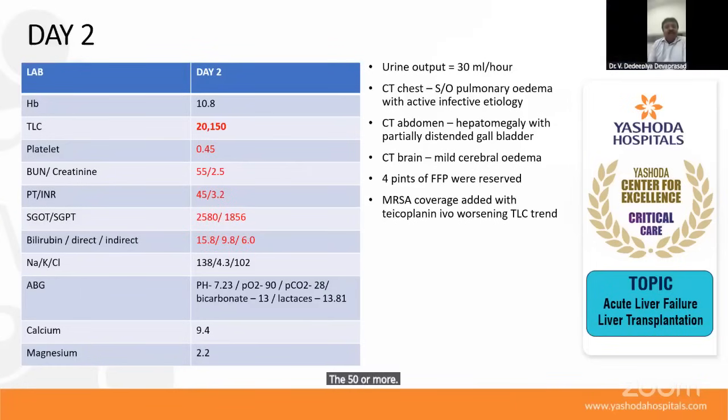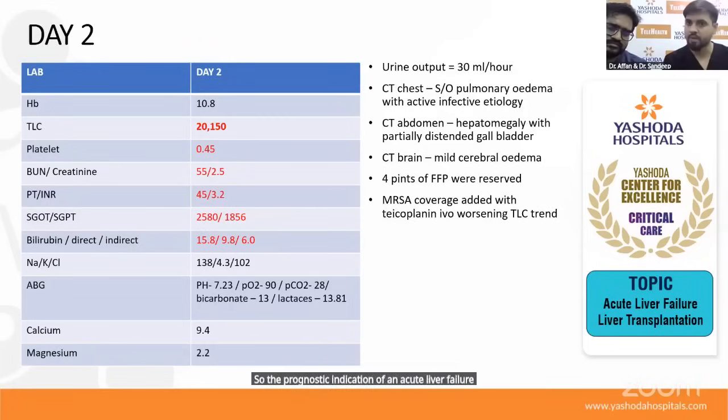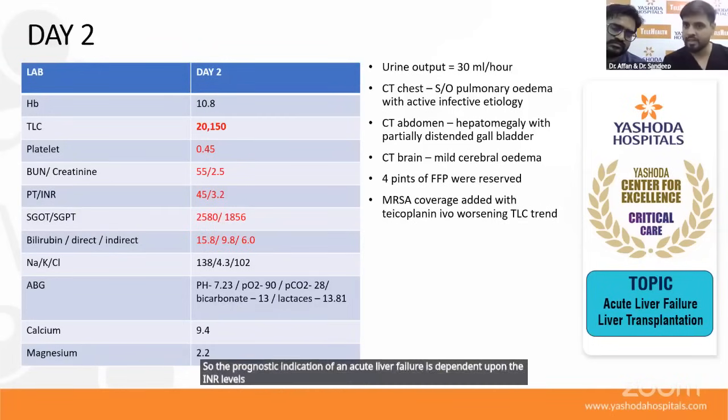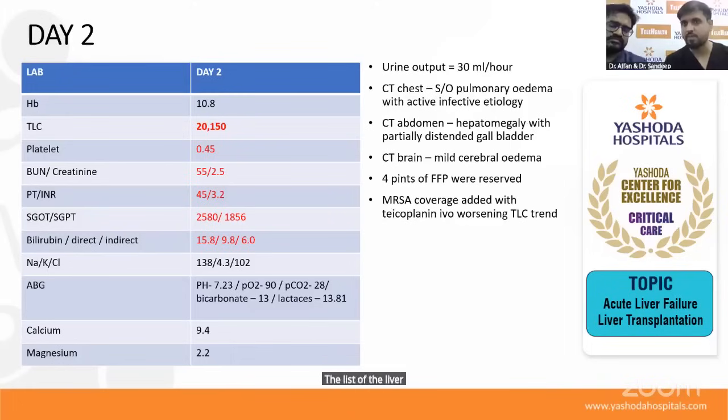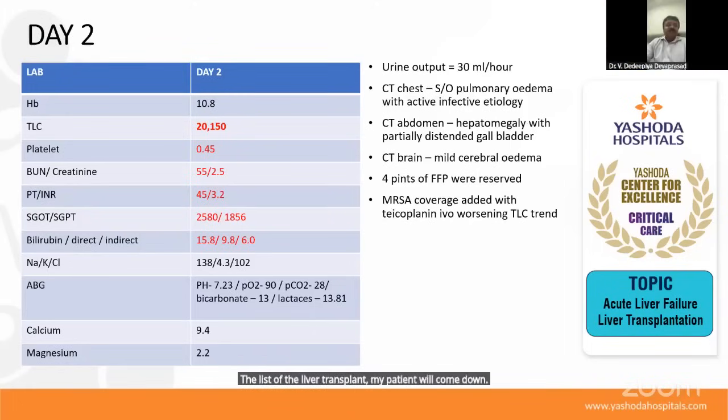Any other reason why you will not give the FFPs? Sir, the prognostic indication of an acute liver failure is dependent upon the INR levels. So if I correct the INR in these patients, then my prognostic index will fall. The MELD score will fall. My patient will come down on the liver transplant list. So that's very right.